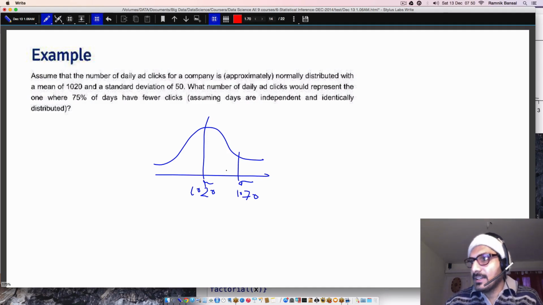I know that 68% fits into this. Let's do it mathematically first, not with the formula. If from here to here it is 68%, how much is this portion, approximately?